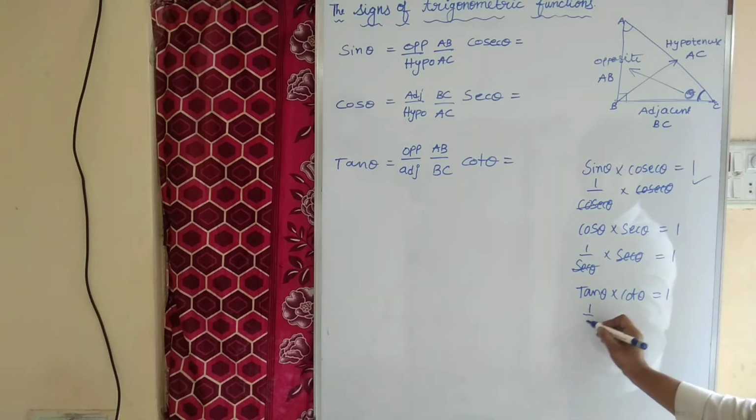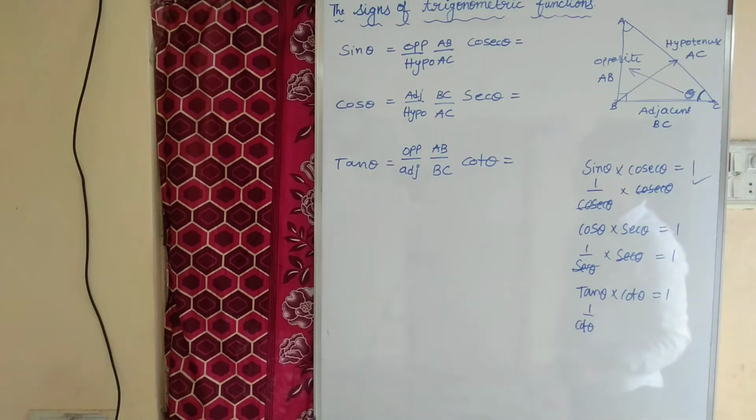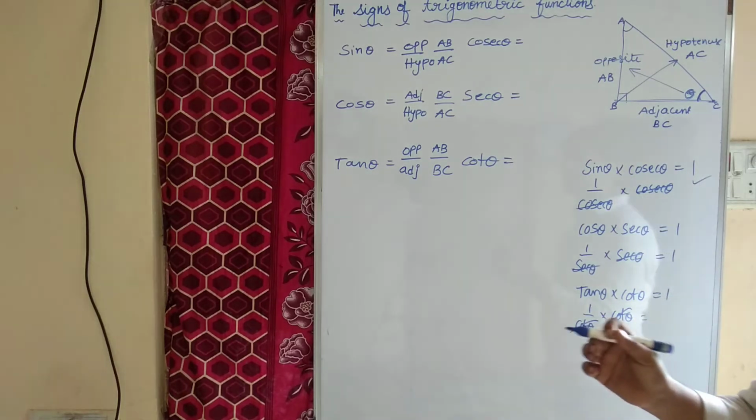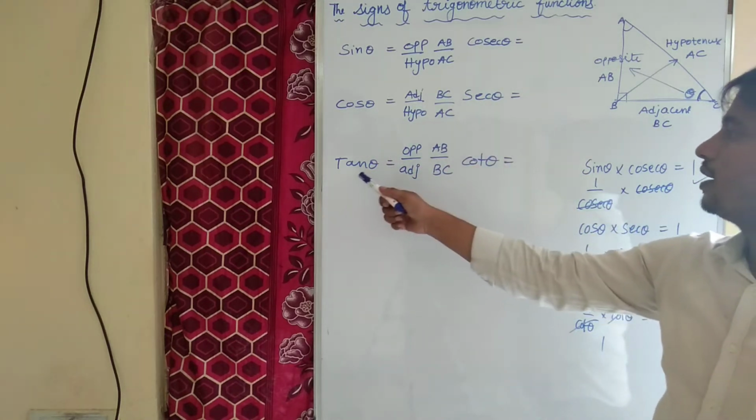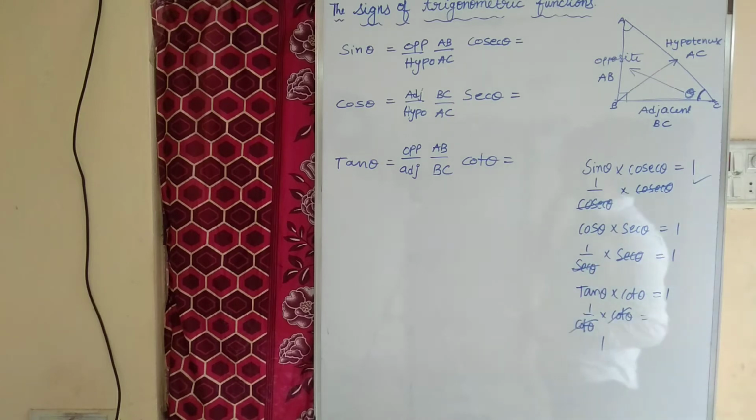So what is the reciprocal of tan theta? The reciprocal of tan theta is cot theta. I can write it as 1 by cot theta into cot theta. So cot theta gets cancelled, you will get 1. So the reciprocal of sin theta is cosec theta, the reciprocal of cos theta is sec theta, and the reciprocal of tan theta is cot theta.